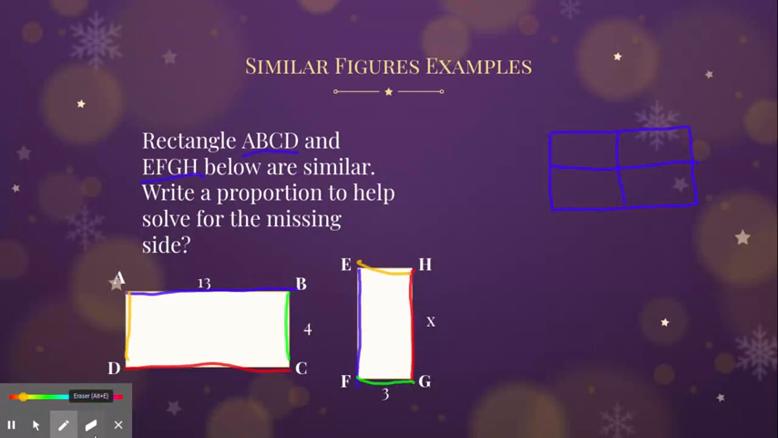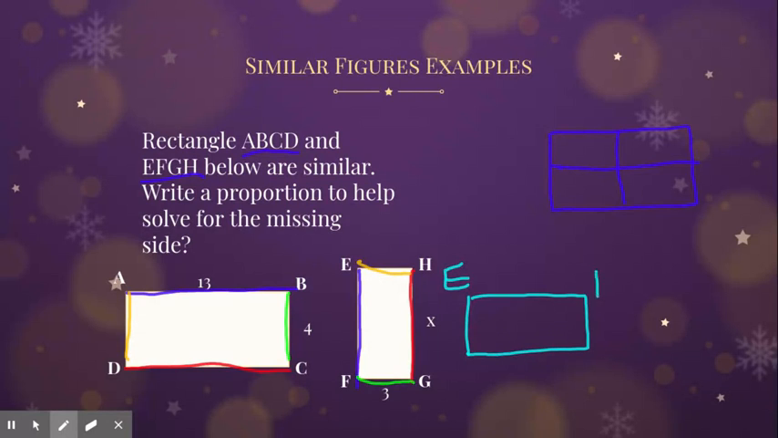Okay, so I'm going to redraw this square, the same orientation. So it goes E, F, G, H. Okay, so A and E, B and F, C and G, D and H. Okay, so the X is on the HG side, so we're going to put an X here. And then the FG is where the 3 is, so we're going to put the 3 there.